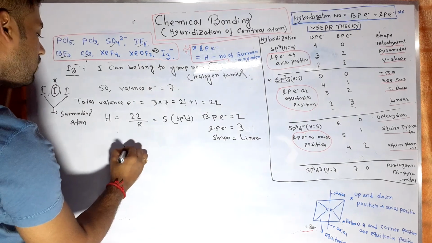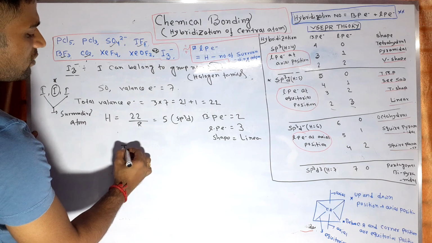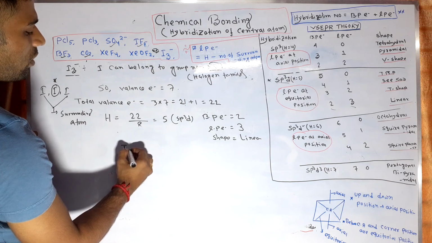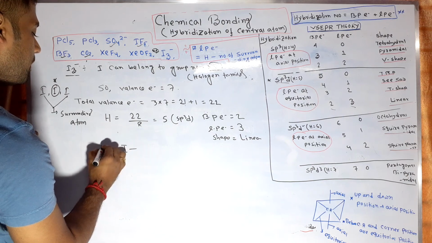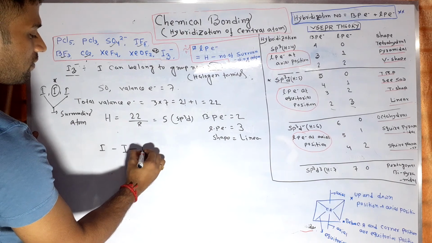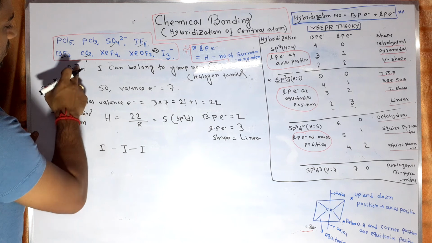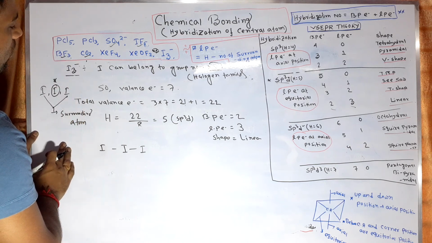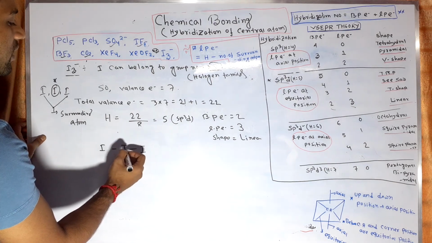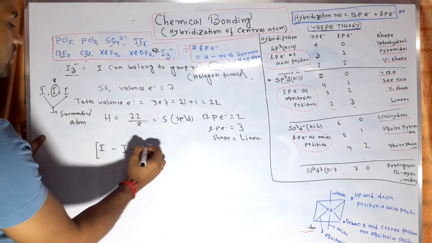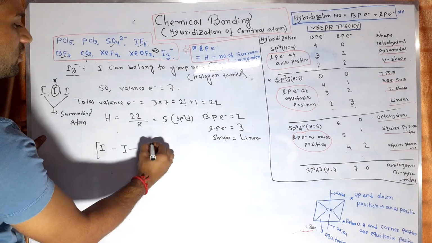So in I3 minus, one iodine is the central atom. The valency of iodine is always 1, as for all halogen atoms. But the minus sign means one extra electron. So I3 minus, the shape of the molecule is linear. Minus means one electron extra.